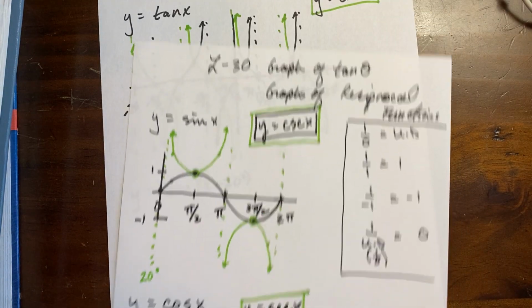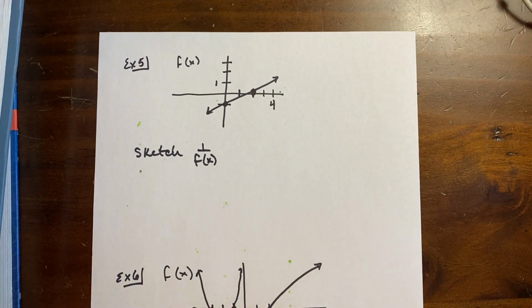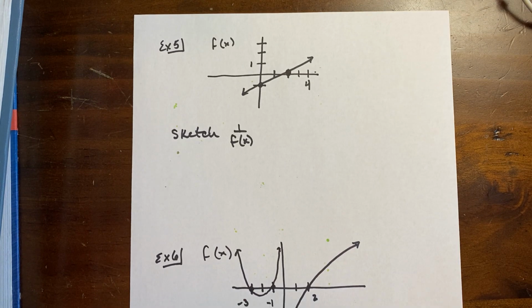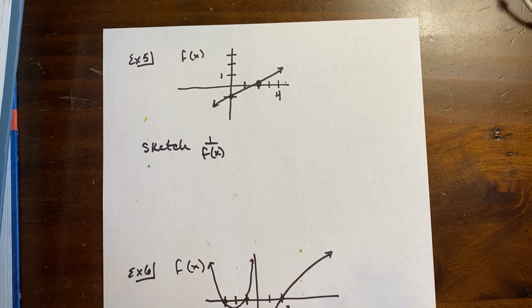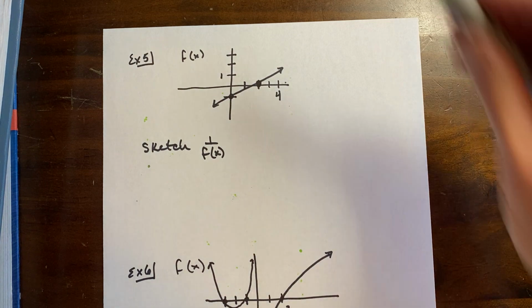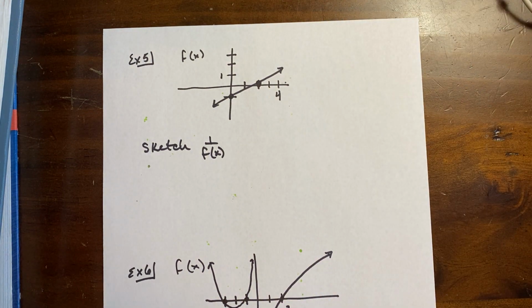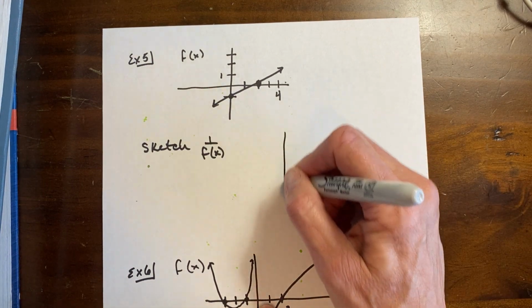So the second part of this is going to be functions of x, not trigonometric functions. We're going to use the same process. So in this example, we are given that f of x is this line. Again, you need to find your zeros, your ones, and your asymptotes. And you need to consider what that's going to look like.